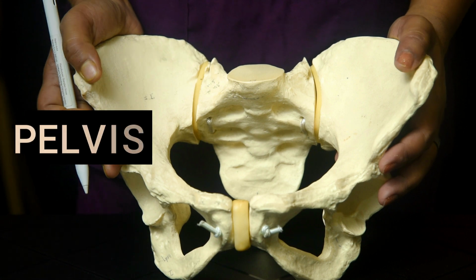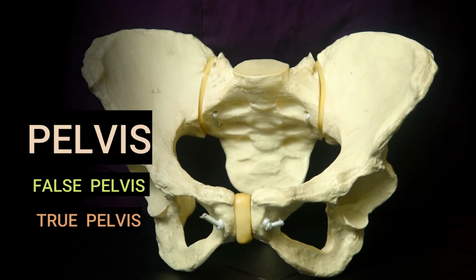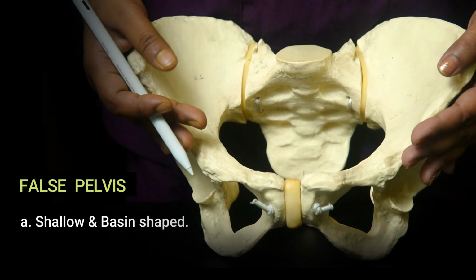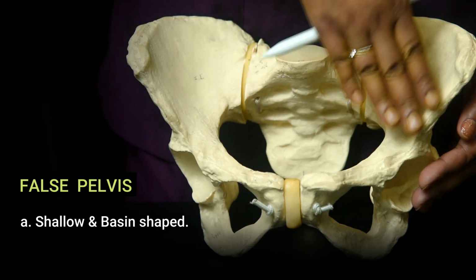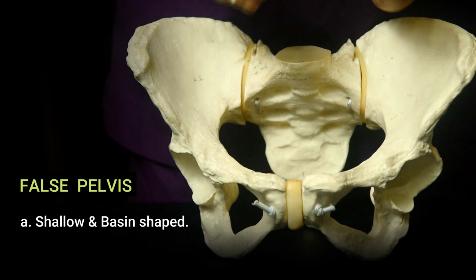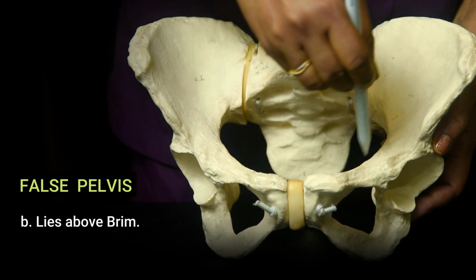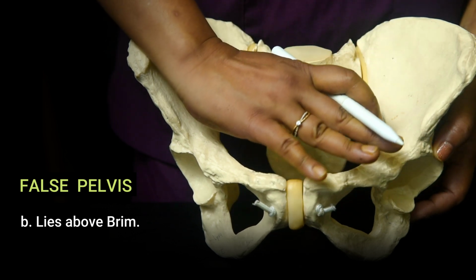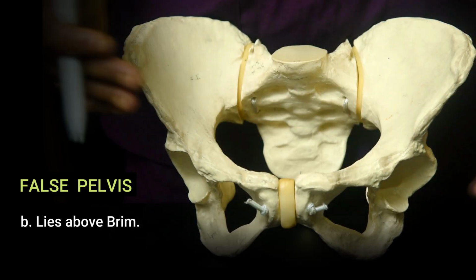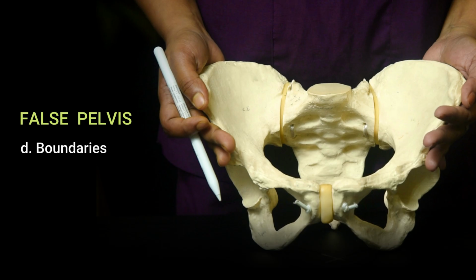Now, come to the pelvis. There are two pelvis, that is the false pelvis and the true pelvis. The name denotes the false pelvis: it is not the pelvis, but is named a false pelvis. This false pelvis is shallow and basin in shape. If you see this pelvis like this, the structure is almost basin in shape, and it lies above the brim. I have already told you this upper part is the pelvic brim. The part lying above the pelvic brim is known as the false pelvis, and it does not have any exact pelvic measurement.